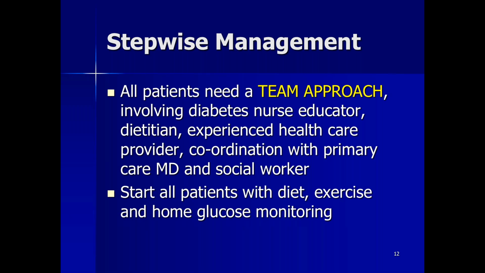One of the other key strategies that we had talked about last time is that all patients need a team approach with a diabetes nurse educator, a dietitian, an experienced healthcare provider who can be an endocrinologist or an obstetrician or a maternal fetal medicine or a family medicine physician, working in coordination with the primary care MD, who is the OB, and a social worker. This is the ideal makeup of the team for your patient, and it is important that the team all have a unified view of what the diagnosis is, what management is, and what support services are available.